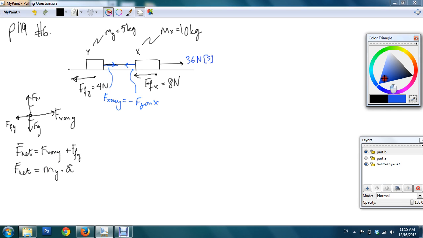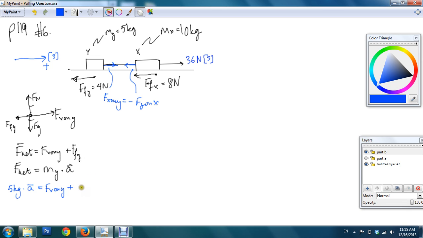So let's equate both of these now. The mass of Y is 5 kilograms times the acceleration, and this equals Fx on Y plus the force of friction on Y. Now we have to be very careful. We are defining this direction as positive. That means the force of friction is 4 newtons in the north direction.